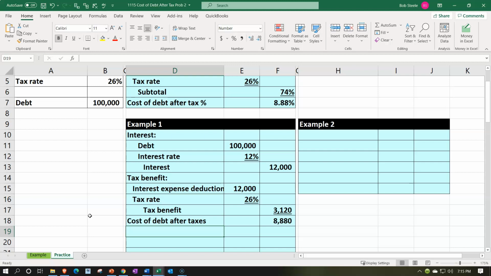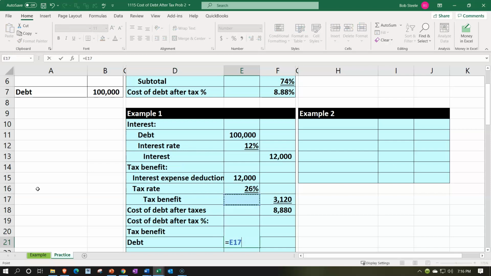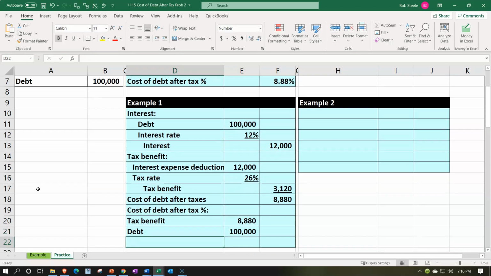Now, if I want to think about that in a percent type of format, we can say, okay, what's the cost of debt after tax percent, colon. We start off with the tax benefit. Let's just take that 8,880 and divide it by the 100,000 cost of the debt. That's going to give us our cost of debt after tax percent. Like so. Percent. Like so.